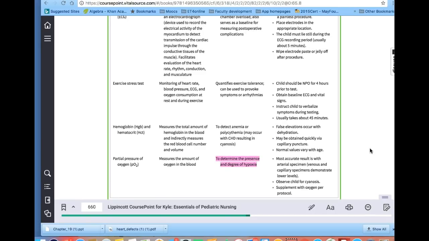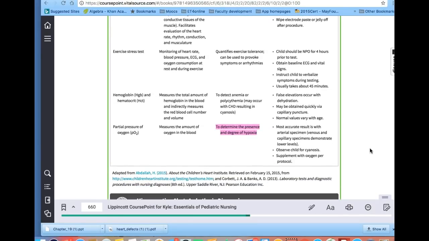And then partial pressure of oxygen, it determines the real degree of hypoxia. It's more definitive than a pulse oximeter.